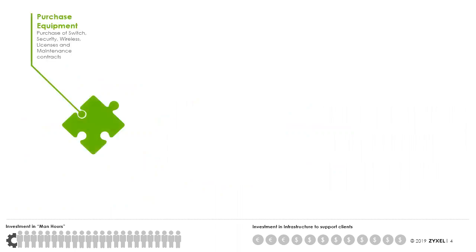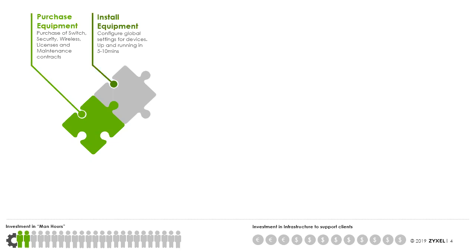So let's talk a little bit about why you want to manage things in the cloud. We're going to go through each of the different steps here of what you normally need to do to deploy a network for one of your customers. So to begin with, you need to purchase the equipment. That stays pretty much the same. Installing the equipment is an area where we save you time, maybe some money. Installation is literally just plugging it in, making sure it has power and an Ethernet connection.